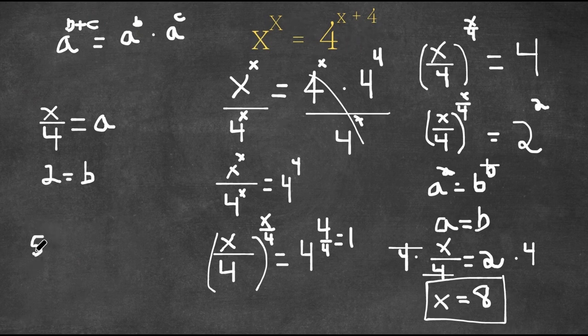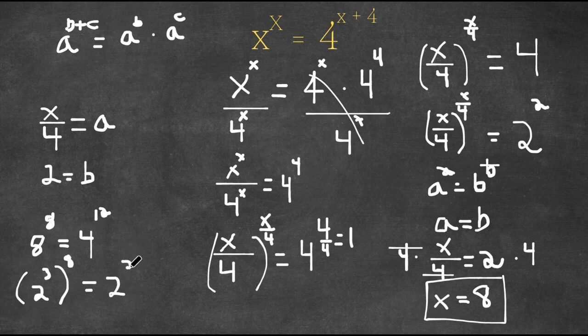We have 8 to the power of 8 equals 4 to the power of 8 plus 4, which is 12. Now, 8 is equal to 2 to the power of 3, right? And we'll still have 8, still to the power of 8. And this is equal to 4, which is equal to 2 squared, and this is still to the power of 12. Now, 8 times 3 is 24, and so is 12 times 2. So we know that these two are equal. So x equals 8.